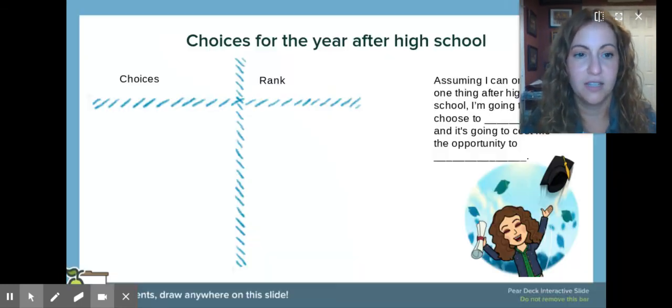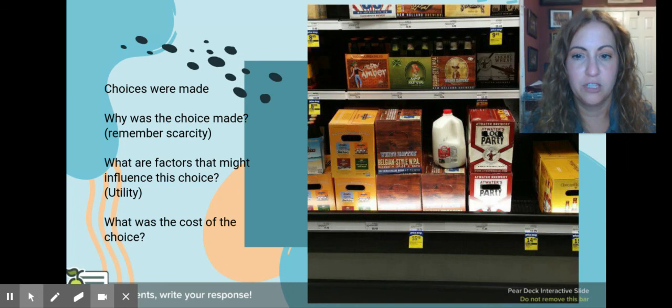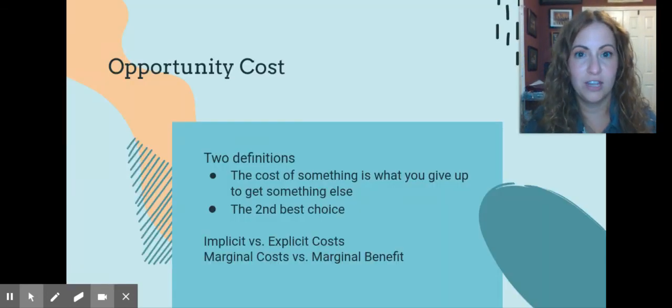That is where I think I'm ending for today. So here was back to opportunity cost in case you need to write any more of that down.